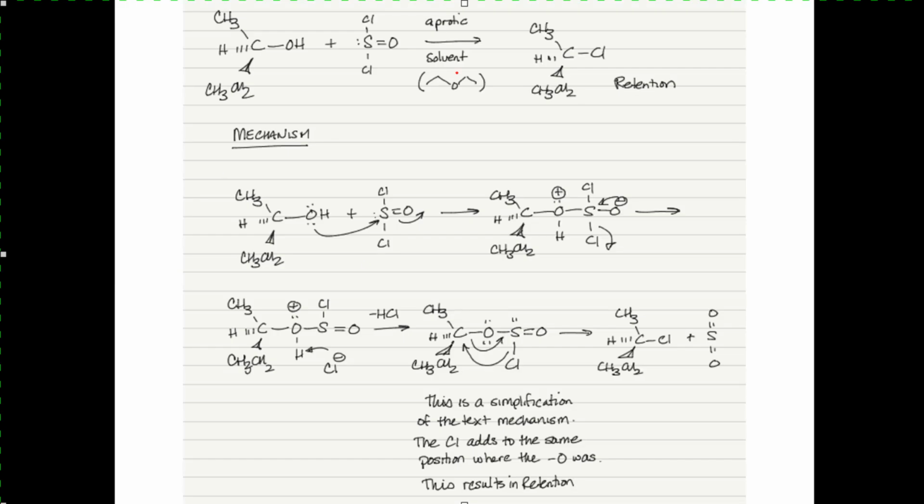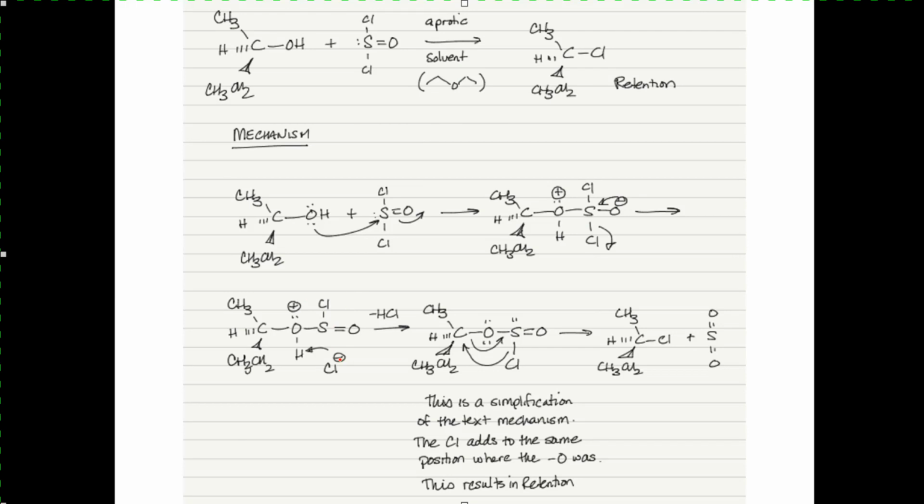In an aprotic solvent where the pyridine isn't present, the mechanism goes a little bit differently. So we still have the OH group attacking the sulfur and the pair of electrons going to the oxygen to form this SO- species. Then this SO- species, the pair of electrons comes back down to reform the SO double bond and kick the chlorine off. And so it ends up forming this species that we saw before.